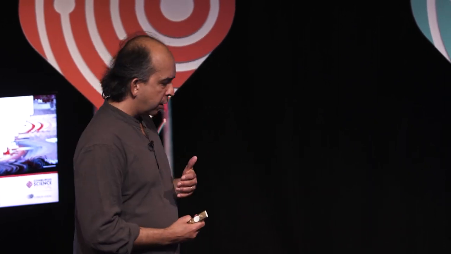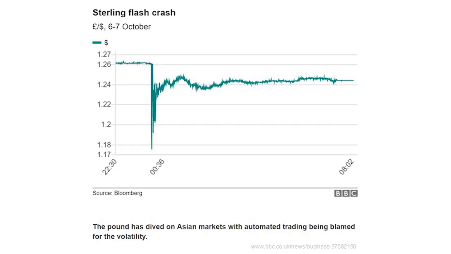But if we look at this graphic that the BBC reported from early October 2016, there is a kind of sharp cliff edge that the pound falls over, crashing at speed in just a matter of minutes. Now, humans are not able to be this stupid this fast. It takes a machine to do this. This is algorithmic trading in action, the consequence of the Amazon example, played out in the markets.